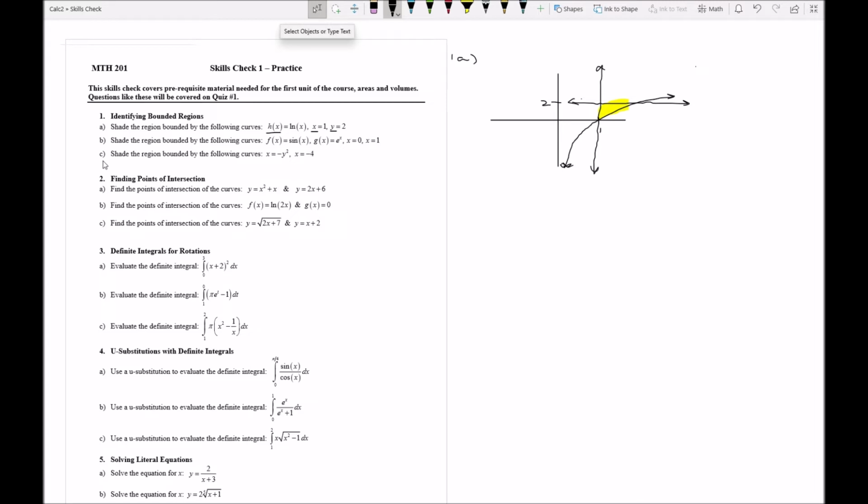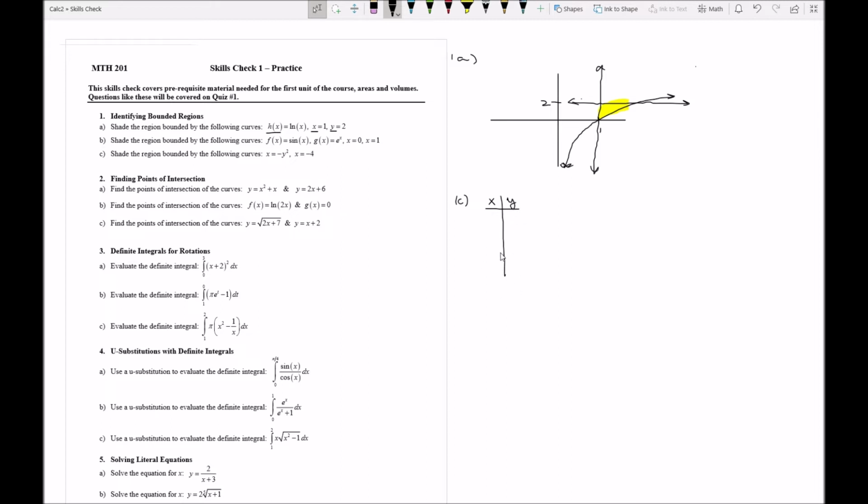We'll take a look then at part C here for number 1, just as a point of contrast, because here we have a very, very different sort of function. Here we have x equals negative y squared and x equals negative 4. Now you may or may not have spent a lot of time dealing with equations that start with this kind of x equals format. But if that's a bit overwhelming for you, try to break it down by thinking about this as something that you could sketch after plotting a bunch of points.